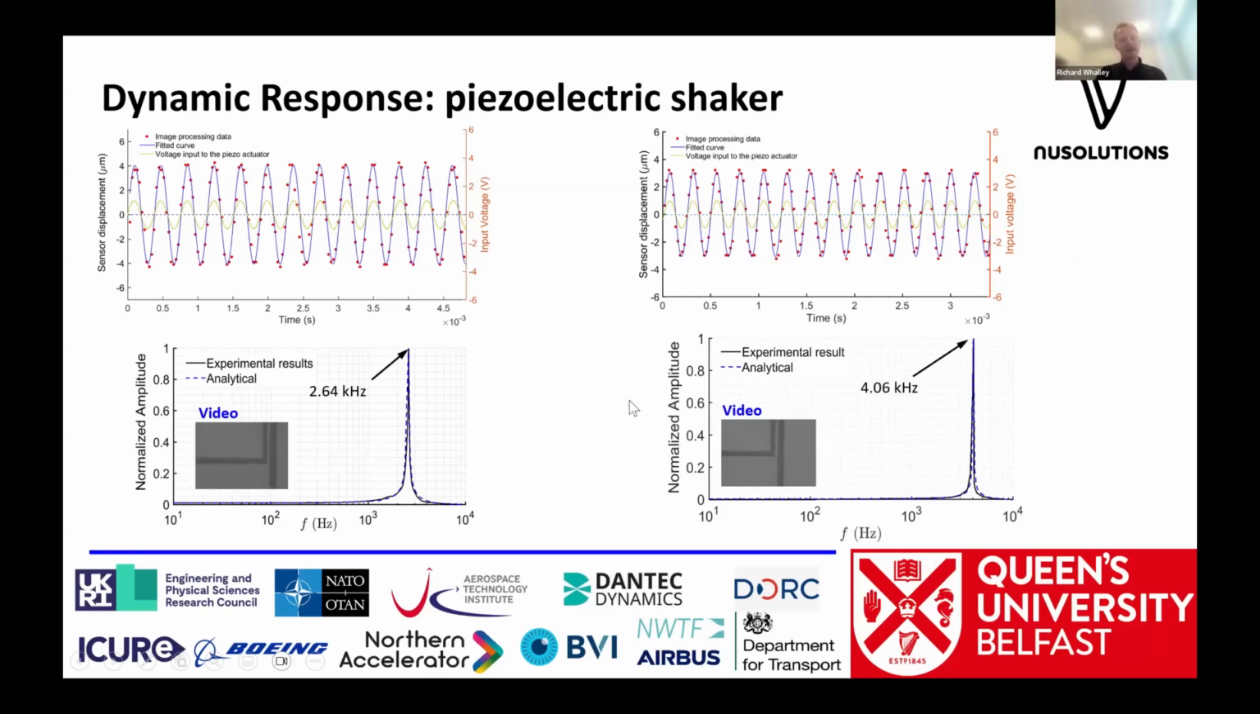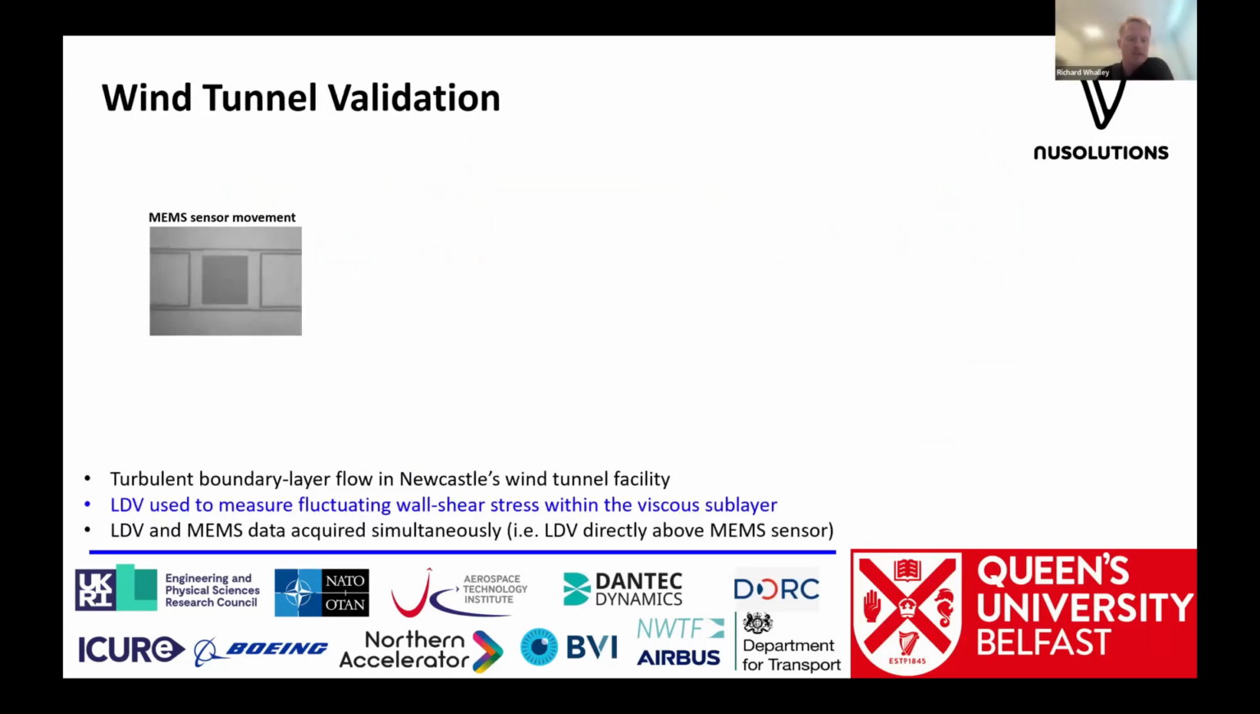And ultimately, again, we've got an analytical framework. And so here, the black line is the data from the experiments, which shows resonance on the left-hand side around 2.64 kilohertz and the right-hand side just over 4 kilohertz. And then the blue dashed line is the analytical framework. And so again, great predictive capability. We've got a very good idea about how these sensors behave before we decide to put these into production.